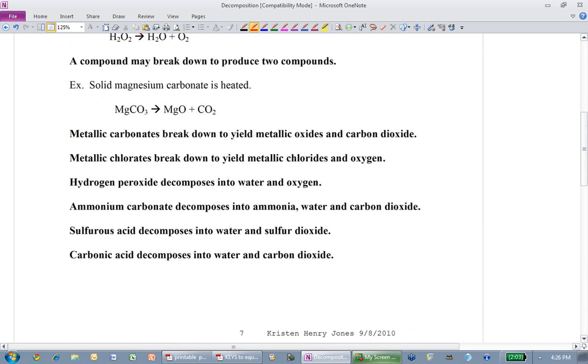We can also have a compound break down to produce two other compounds. So solid magnesium carbonate. This one is classic. Any metal carbonate will release the CO2, but will leave behind an oxide. So the remaining oxygen out of that CO3 2- polyatomic ion stays with the metal to make the oxide of the metal plus carbon dioxide. So not a whole lot to master on this. This one, like I say, is pretty easy.